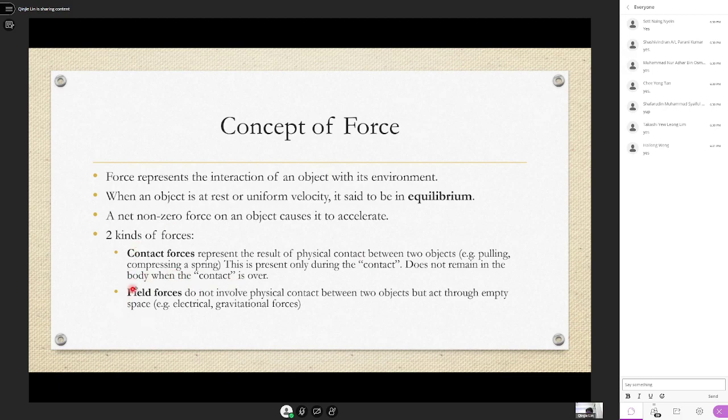The other kind of forces is the field forces. They do not involve physical contact between two objects, but act through empty space. Examples of this kind of field forces are electrical, gravitational, and magnetic. So in this space, for example a magnetic field, you put a magnet, it will just get attracted. Same for the electrical field. So these are field forces, which happen within a field. For our course, we will focus a lot on contact forces, not on field forces.